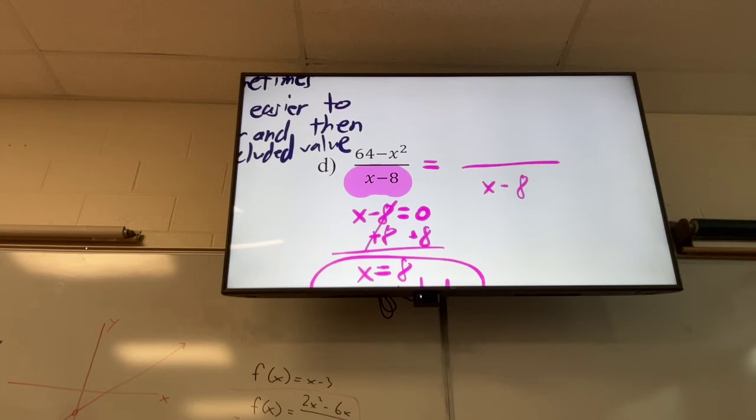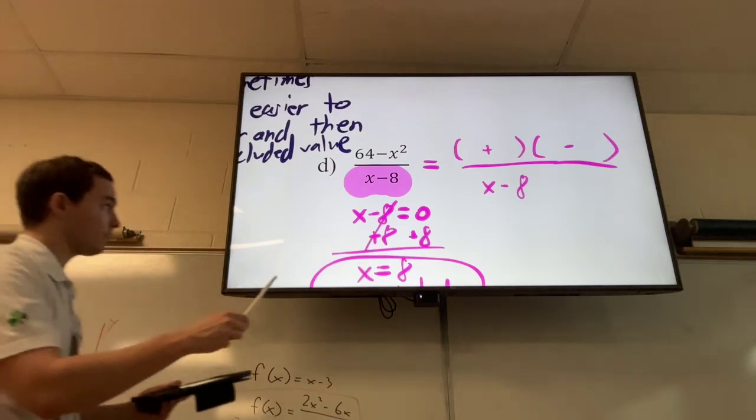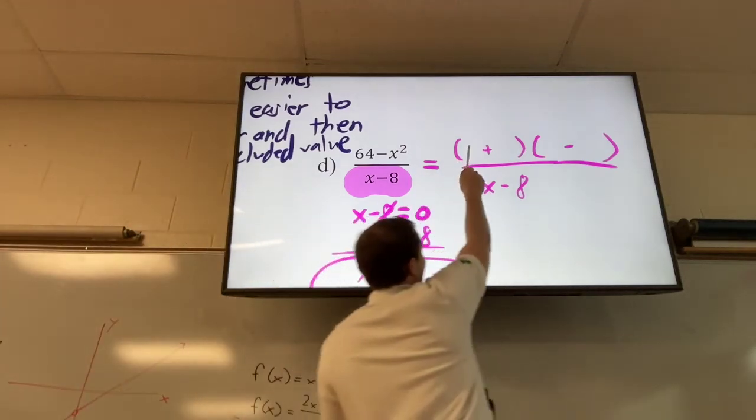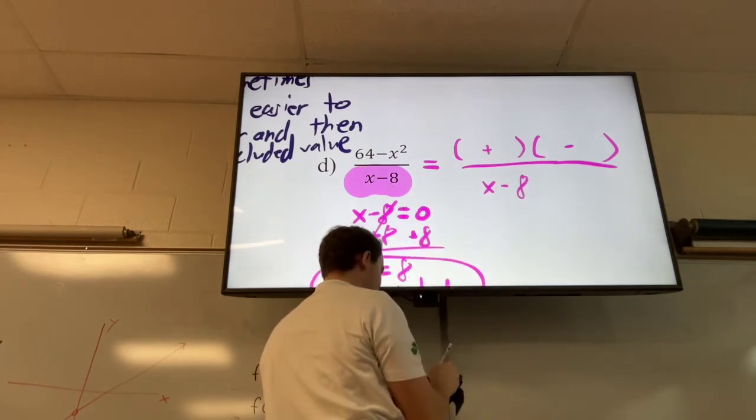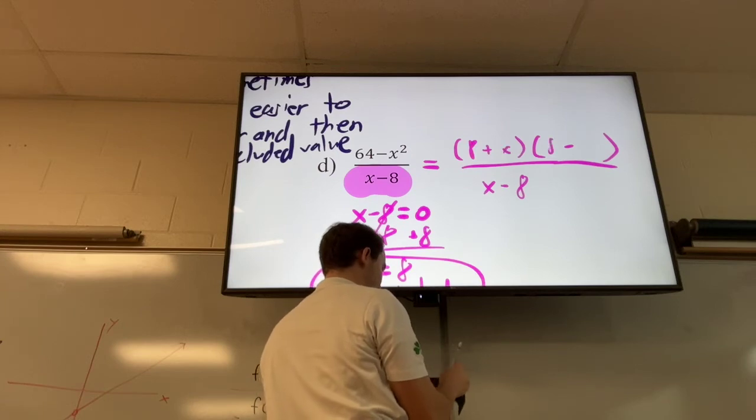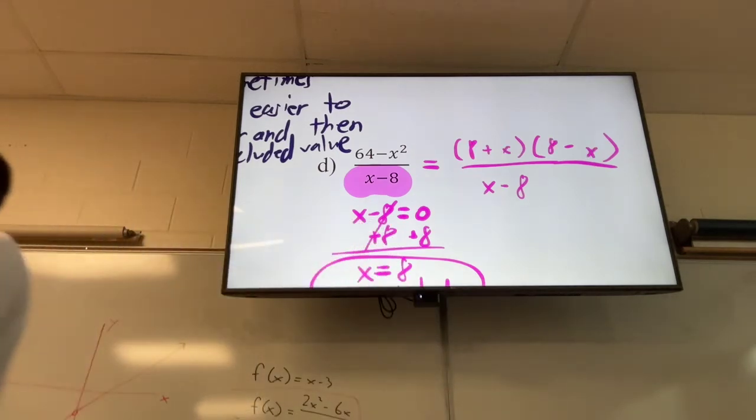Close. Yeah, there's 2 parentheses. So it's a difference of squares. So you guys are both really close. In the first part of the parentheses, I put the square root of the first term. The first term is 64, so it's actually 8 plus x and 8 minus x. Do you see the difference there? So it's 8 plus x and 8 minus x.